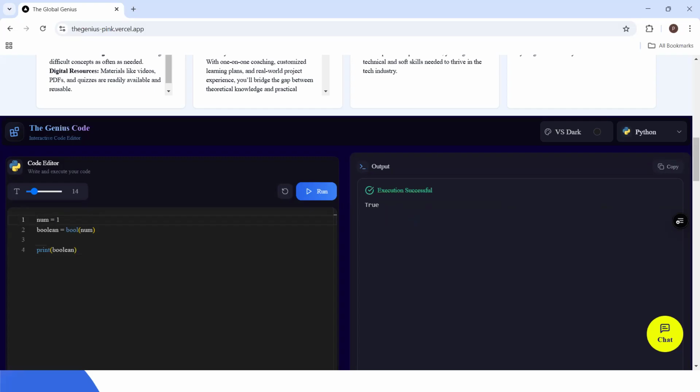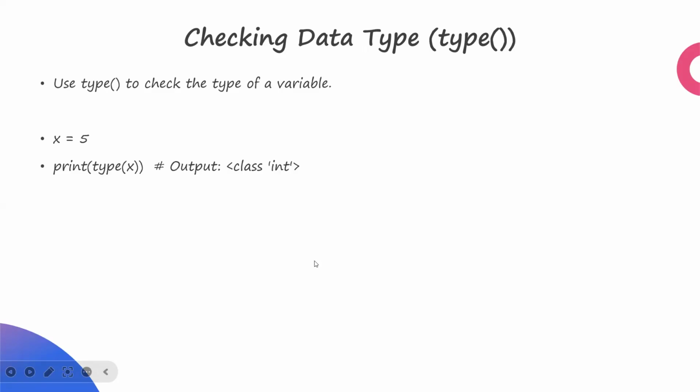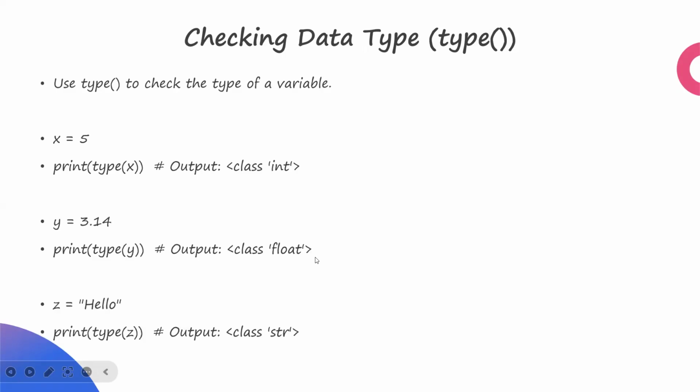But when you try to convert a string like this into an integer, you see that same error we got the other time. I've also shown you how to check data types of variables. You just use the type function and put in the variable name inside of the parentheses, and it will give you the data type.